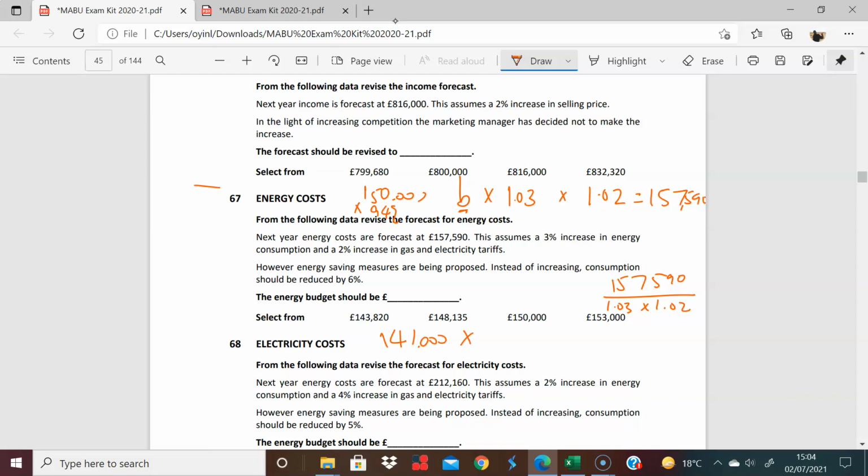And then we propose, we're still going to have the increase in gas tariffs. The tariffs, that's not going to change. Now I can go back and increase that back up by 1.02. And I get 143,820. And that's how that works.